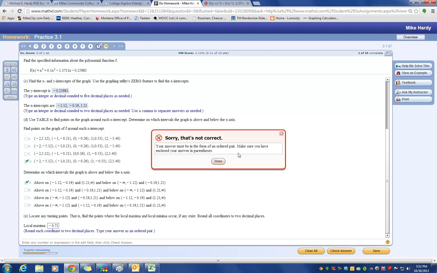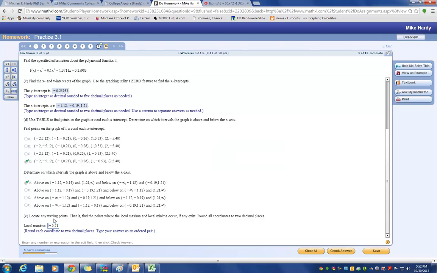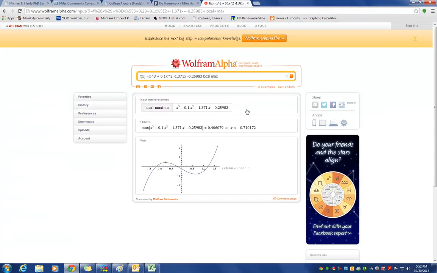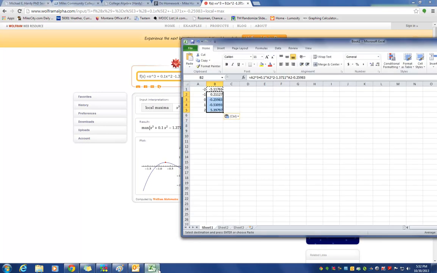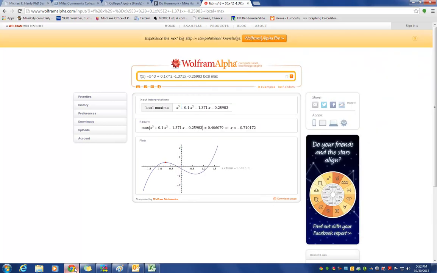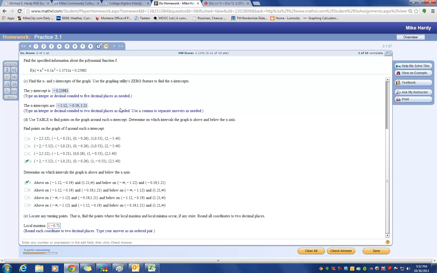Let's see if it likes that. Oh, it doesn't like it. It must be in the form of an ordered pair. Okay, and so let's check it out. Go back here. Let's see if they gave us the local max. Yes, they did. The local max is 0.41. And so here we go. Negative 0.71, comma, 0.41. Yeah, it's liking that better.